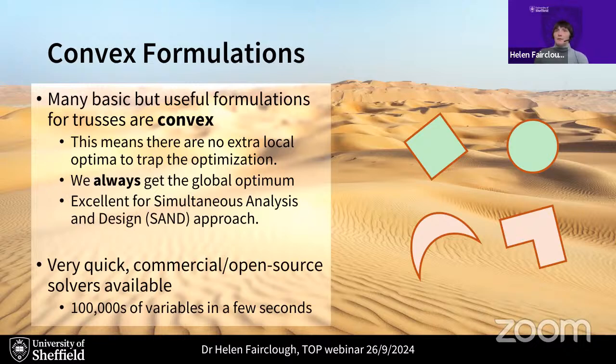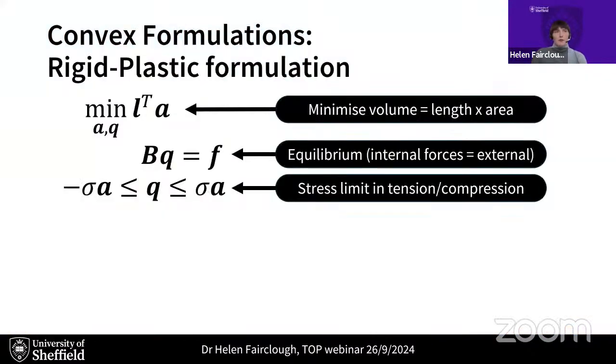And it means that generally the easiest way to solve this is to put the whole problem, the analysis variables and the design variables, all into one solver. For convex problems, there are some very quick off-the-shelf solvers available where you can solve things with hundreds of thousands of variables in a few seconds. So the first couple of formulations I'm going to show you are ones where we can do this.